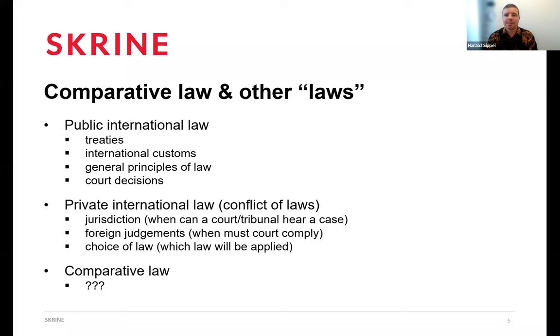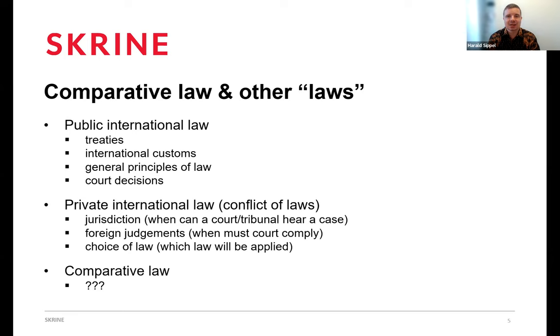But when it comes to comparative law, you cannot say A, B, C, D is comparative law. That's not possible, because there is no such thing as a law that is comparative law. You can maybe say this law is the result of having compared several laws and then found the best rules from each country and then having come up with a law of its own. But it's still going to be either domestic law or international law.